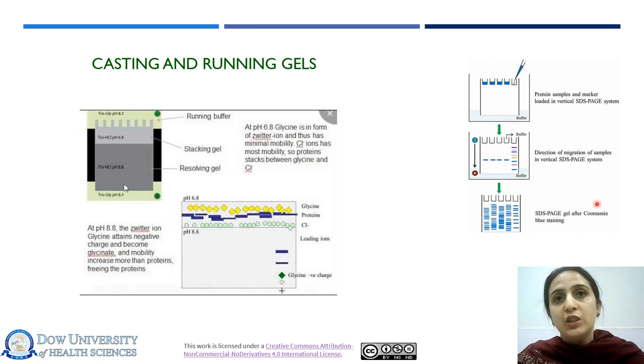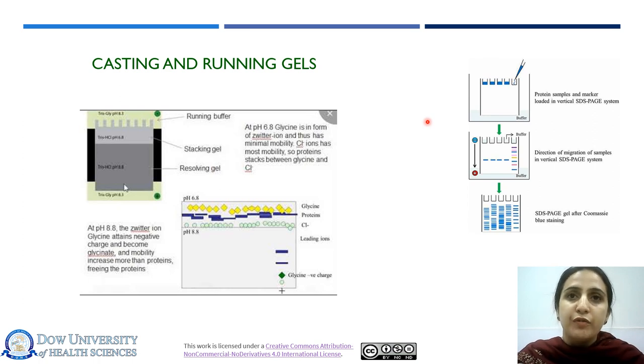The reason is that we need to stack the samples, as the name suggests, the stacking gel. The purpose of the stacking gel is so that the protein samples are stacked on top of each other, and they enter into the resolving gel at the same time.